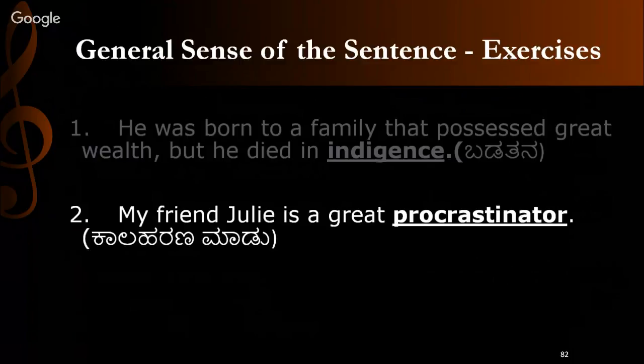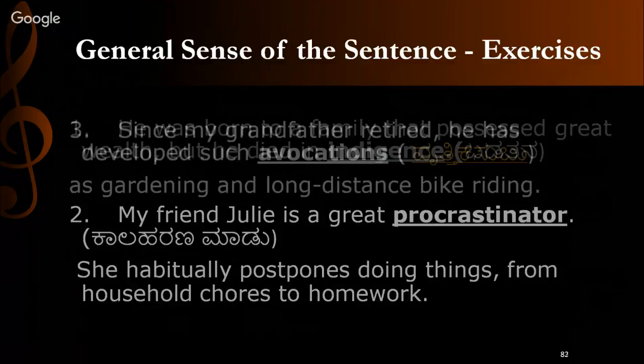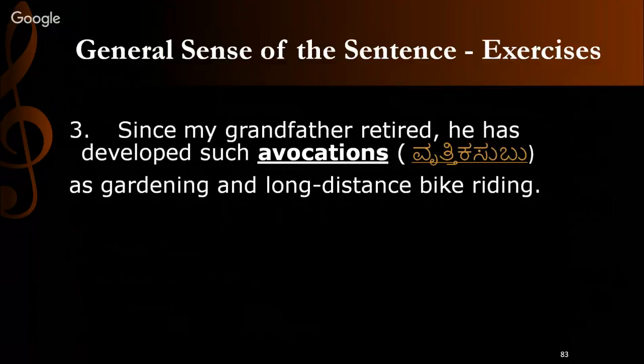My friend Julie is a great procrastinator. She habitually postpones doing things, from household chores to homework. So procrastinator means a person who keeps postponing. Since my grandfather retired, he has developed such avocations as gardening and long distance bike riding. Avocations means hobbies, vocations, we understand.